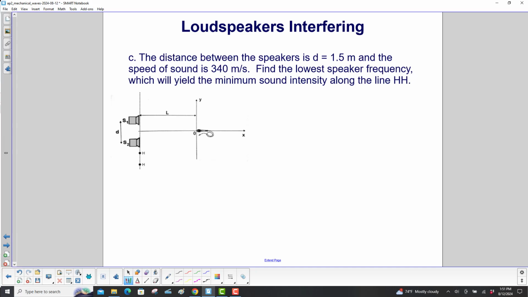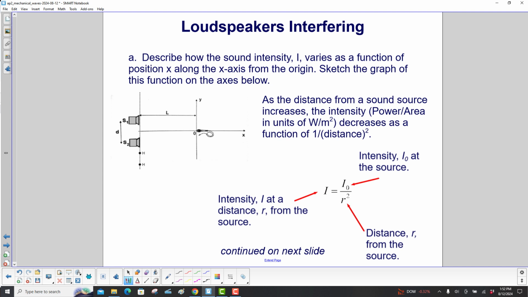The distance between the speakers is d equals 1.5 meters and the speed of sound is 340 meters per second. Find the lowest speaker frequency which will yield the minimum sound intensity along the line HH. Describe how the sound intensity varies as a function of position x along the x-axis. Sketch the graph.